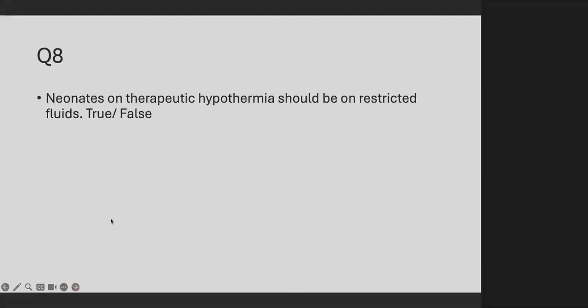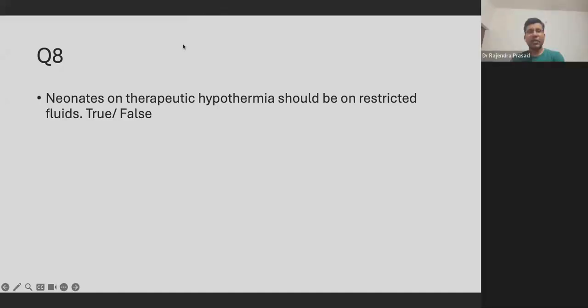Yeah. So one more true or false question. We restrict fluid intake for all babies on therapeutic hypothermia. One minute. Okay. Everyone has unanimously answered it false. Very good. So we don't need to restrict unless there is evidence of SIADH.